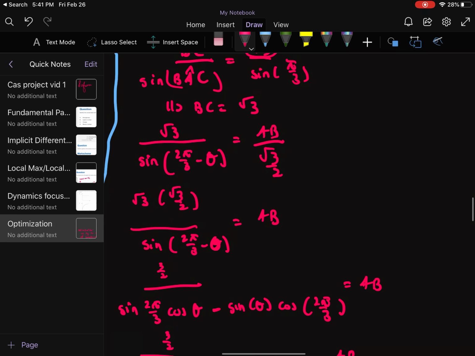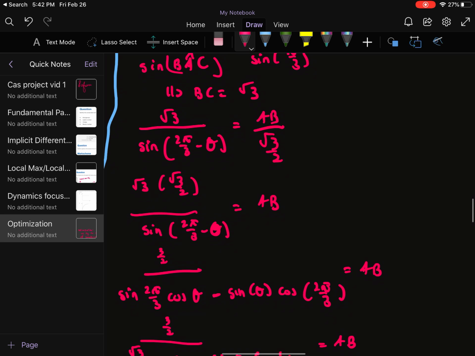So I've simplified root 3 times root 3 over 2 to 3 over 2, over sine 2 pi over 3 cos theta minus, we want to correspond that with a minus, cos 2 pi over 3 sine theta is equal to AB. These are formulas that you should know, and if push comes to shove, you can quickly look at a data booklet, but you should know these formulas. Same goes for the cosine identities. Tangent is understandable because, let's be honest, no one likes tangent.